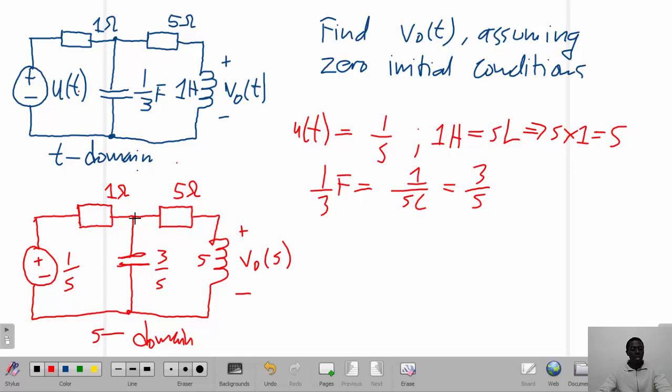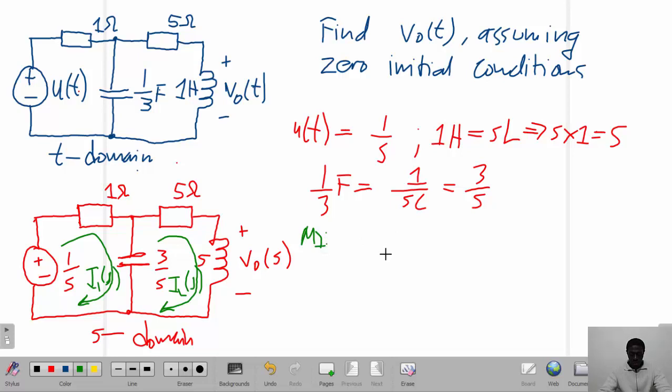And so we can adopt any preferred method here, and I would basically use the mesh current method. So create mesh currents there, mesh 1 and mesh 2. So this is going to be the mesh current I1(S), and this is going to be the mesh current I2(S). And therefore, to get the solution, we start with mesh 1.